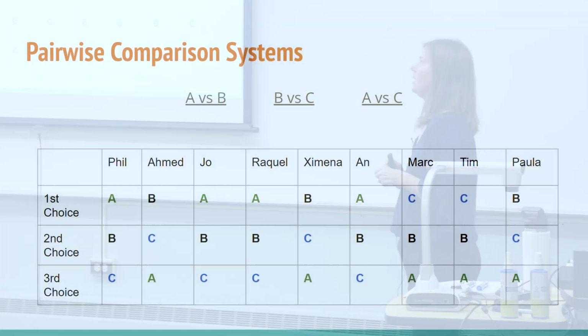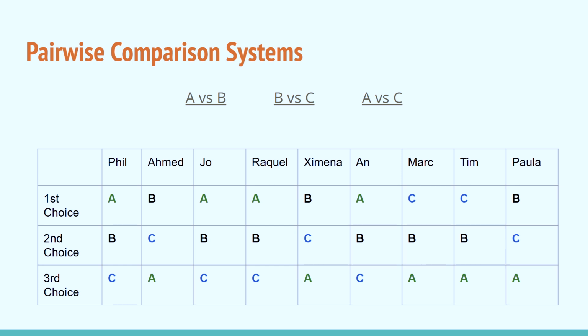Okay. Pairwise comparison systems pit 2 candidates against each other one at a time. So the way you do this is I'm going to start with A versus B. And what I'm going to do is look at each column and I'm going to ignore C.